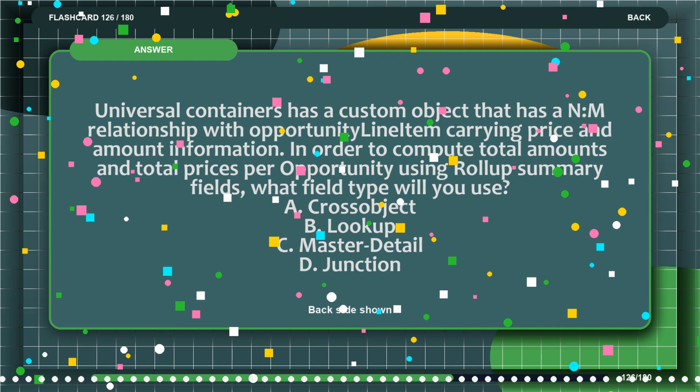The answer is: Universal Containers has a custom object that has an N:M relationship with opportunity, carrying price and amount information. In order to compute total amounts and total prices per opportunity using roll-up summary fields, what field type will you use? A. Pro Subject. B. Lookup. C. Master-detail. D. Junction.